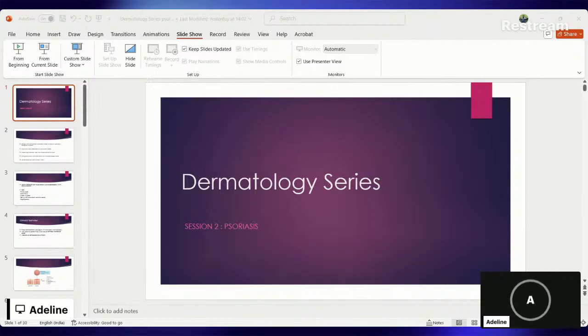Hi. Today we are going to learn about psoriasis, and that's session 2 of my dermatology series. Psoriasis is a complex immune mediated inflammatory disease that occurs mostly in genetically susceptible individuals. And the earlier the onset, the more severe the disease would be.